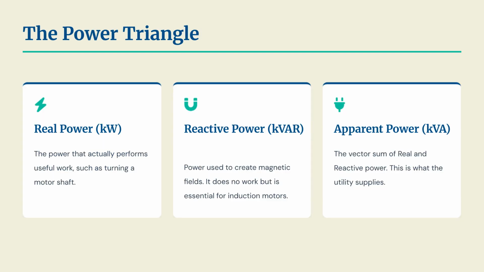The power triangle consists of real power in kW, which performs useful work, and reactive power in kVAR, which creates magnetic fields but does no work. Apparent power in kVA is the vector sum of both.